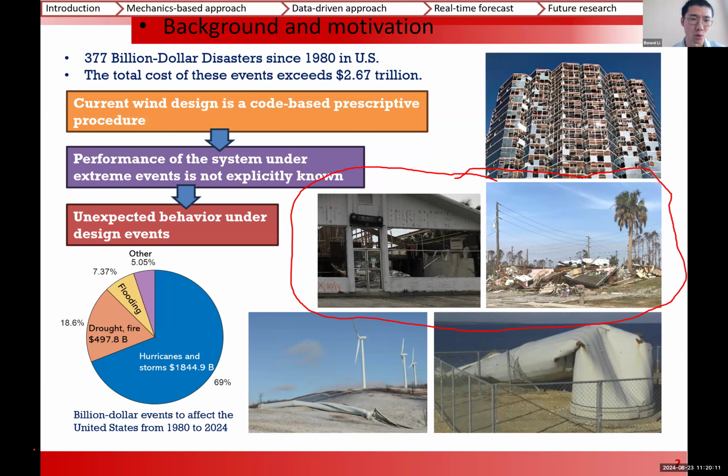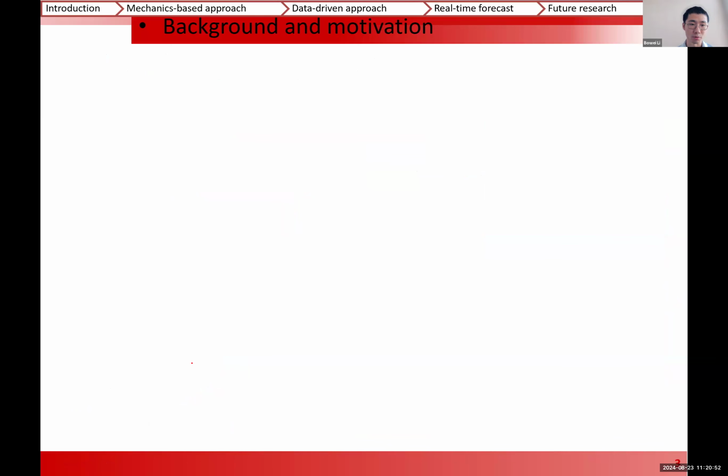Why is it like that? One of the reasons is that the current wind design practices are still code-based prescriptive procedures. As a result, the performance of the structural and infrastructure systems under extreme events is not explicitly known. As you don't know it, you cannot optimize it. You cannot get it well engineered. As a result, there are unexpected behaviors and devastating outcomes when there are extreme events. Therefore, there's a strong motivation to move to performance-based wind engineering.